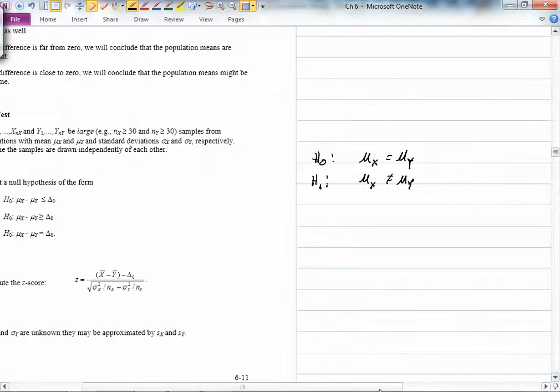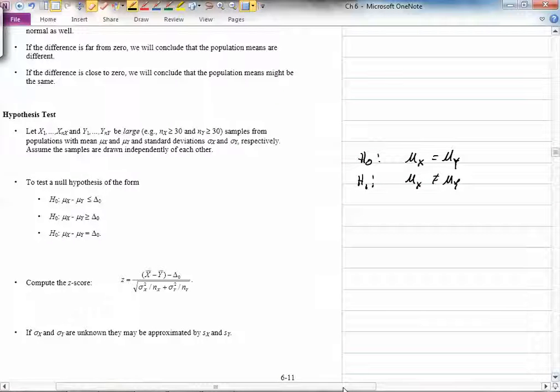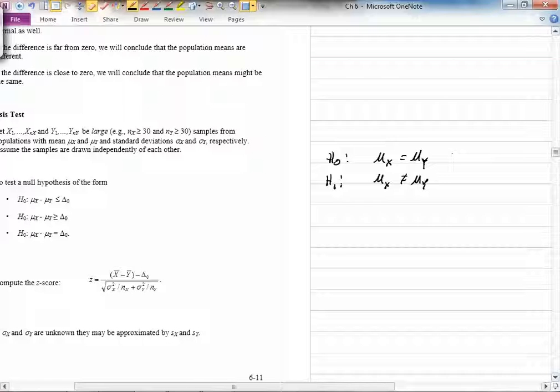I would say the first few times you do this, write it like that, because it's very clear those are my null and alternative hypotheses. We can really grab onto those. But to do the test, we will just do some mathematical trickery and say mu x minus mu y equals 0. And we'd say mu x minus mu y does not equal 0.